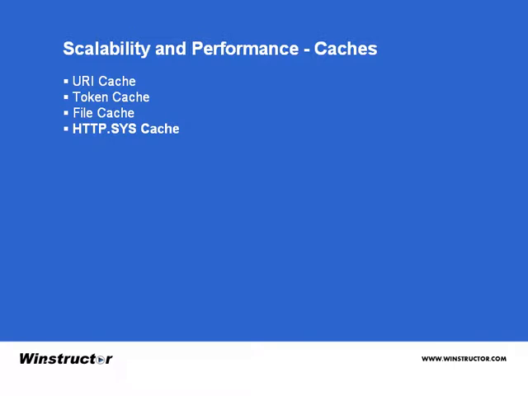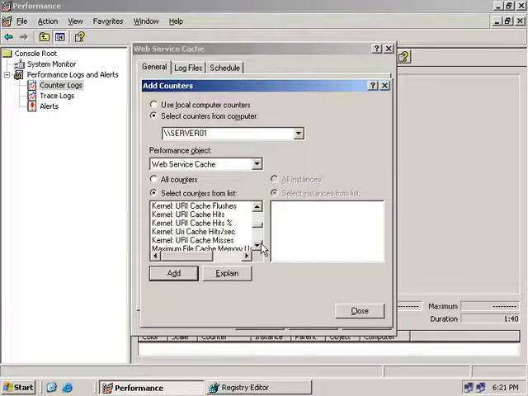Okay, now let's move on and take a look at the HTTP.sys response cache, which is also known as the Kernel URI Cache. Back in our Performance MMC, we're looking for counters that start with the word Kernel. You see, with the HTTP.sys cache, responses are served from the kernel, and this drastically improves IIS's response times because requests for content that is cached never enter IIS user mode.